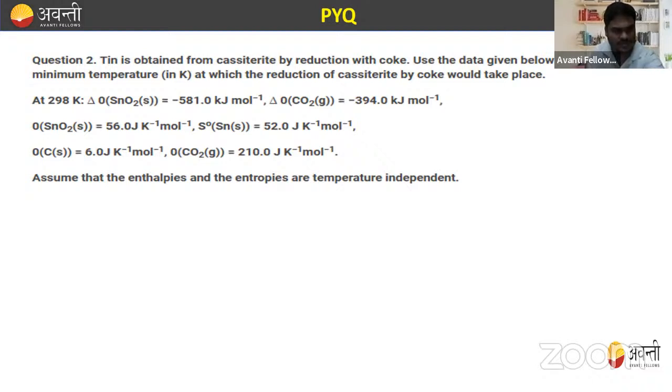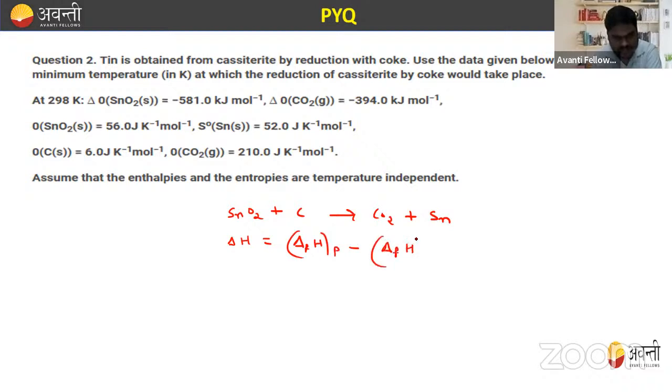So how will you calculate this? We know one very simple equation. In this question, it is already given that SnO2 reacts with carbon to give CO2 plus Sn, right? Now here delta H is nothing but delta H formation of product minus delta H formation of reactant, right? The formation enthalpy of product is already given. It is equal to 394, and this is also given, that is 581. So the value comes out to be 187 kilojoule per mole, right?